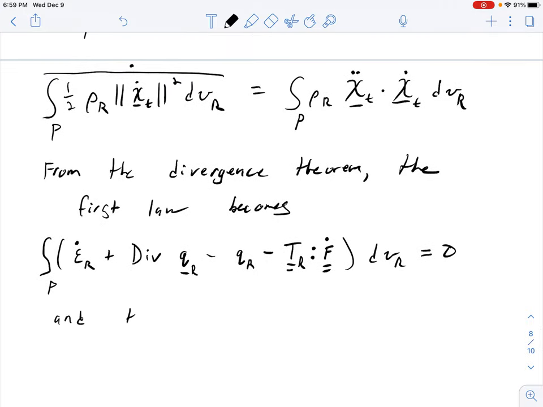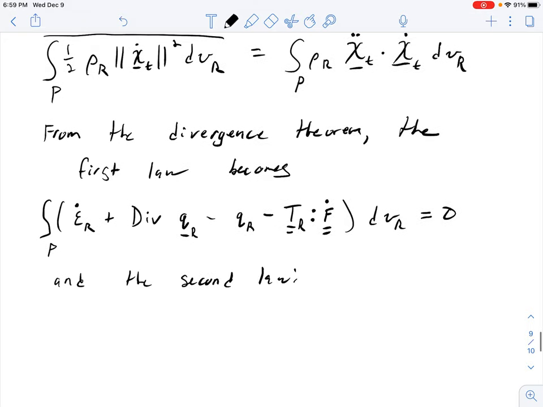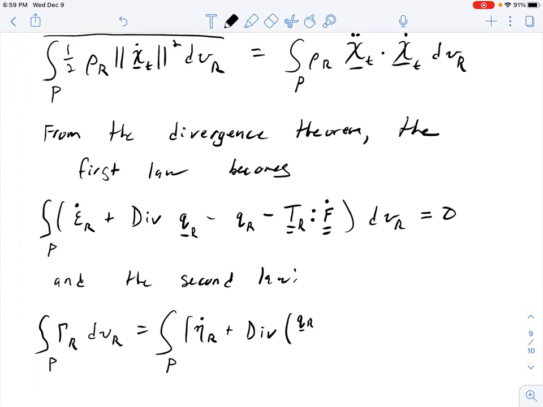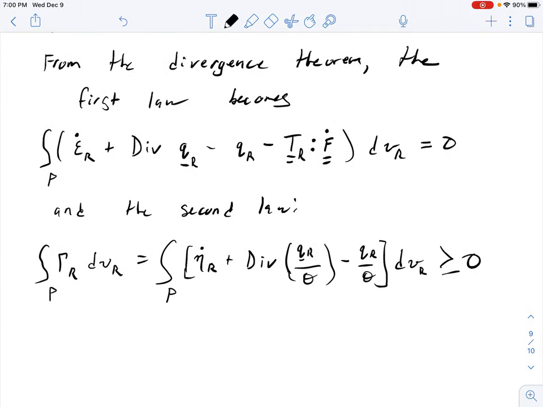And the second law: the integral over the material region of gamma r dVr is equal to the integral over the same of eta r dot plus the material divergence of the vector Q R, divided by the absolute temperature, and then minus Q R over the absolute temperature, whole thing integrated over the reference volume is greater than or equal to zero. So the localization theorem is going to give us that these equalities and inequalities apply point-wise, since the choice of P there is arbitrary.